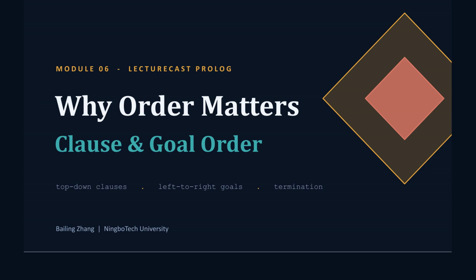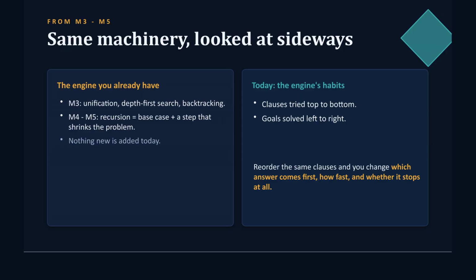Order matters. Let us connect this to what you already know. In Module 3 you met the engine, unification, depth-first search, and backtracking. In Modules 4 and 5 you learned recursion, a base case, and a recursive step that shrinks the problem. Today nothing new is added to that machinery. Instead, we look closely at the machinery's habits. The engine always tries your clauses from the top down, and it always solves the goals in a rule from left to right. When two orderings describe the same logic, those habits stay invisible. When they do not, order decides everything.